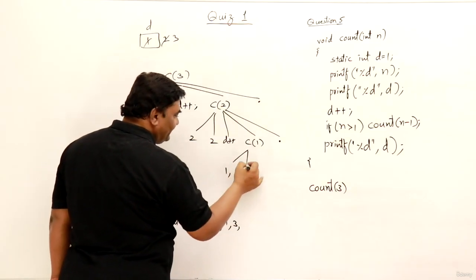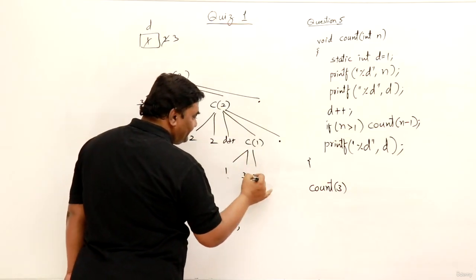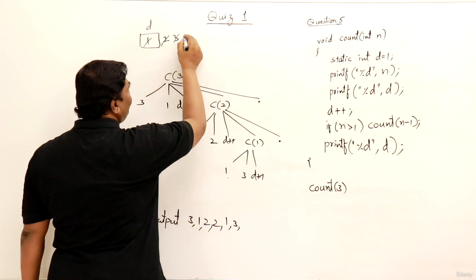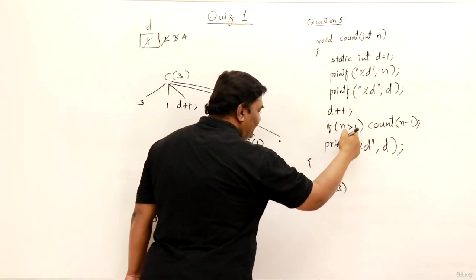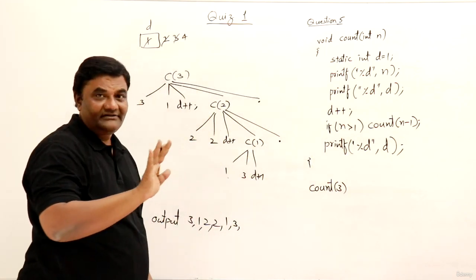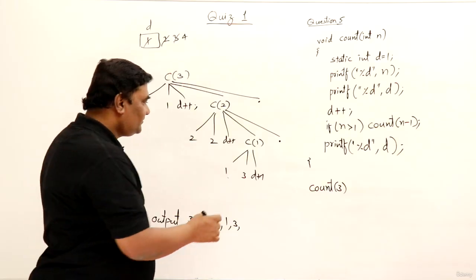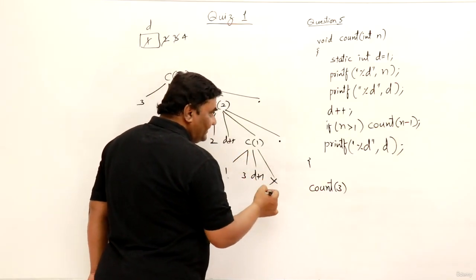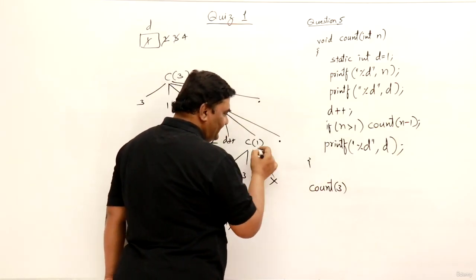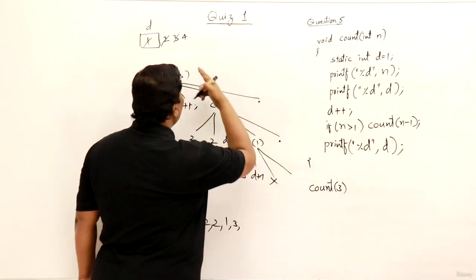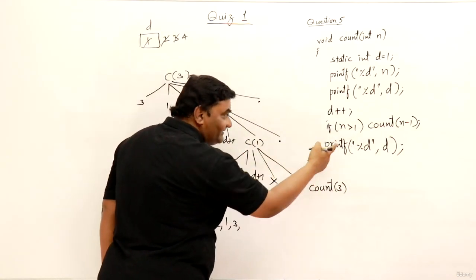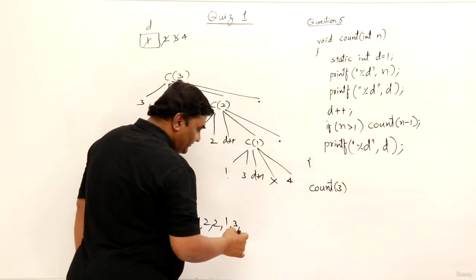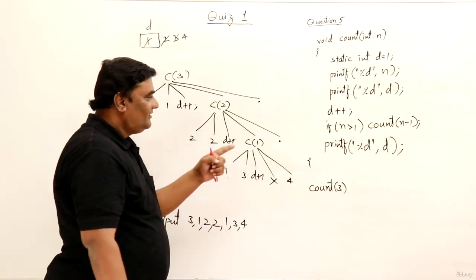Okay, 1 is printed and 3 is printed. Then d plus plus. So d becomes how much? 4. Then n is greater than 1? No, it's not greater than 1. So it doesn't call. So calling is not done. But after that, printing is there. So printing is done. So what is d? 4. Now this is the end point, right? It's going to print now. So 4 is printed.